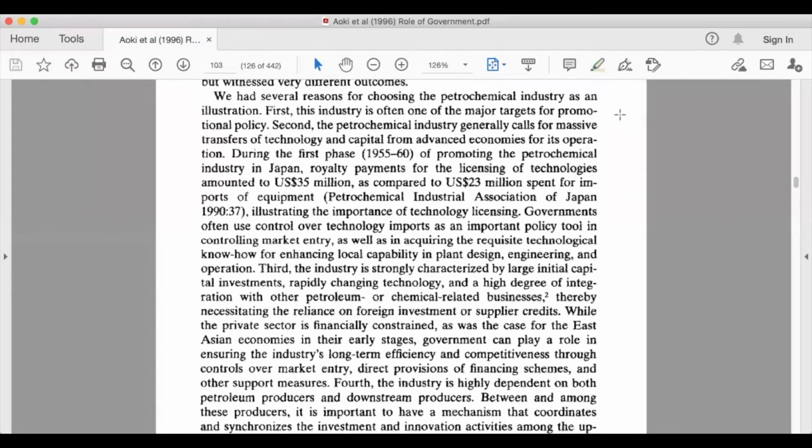So there are a lot of costs involved in not just buying the equipment, but also especially in ensuring that we can produce goods by using that equipment, which is another name for technological licensing.